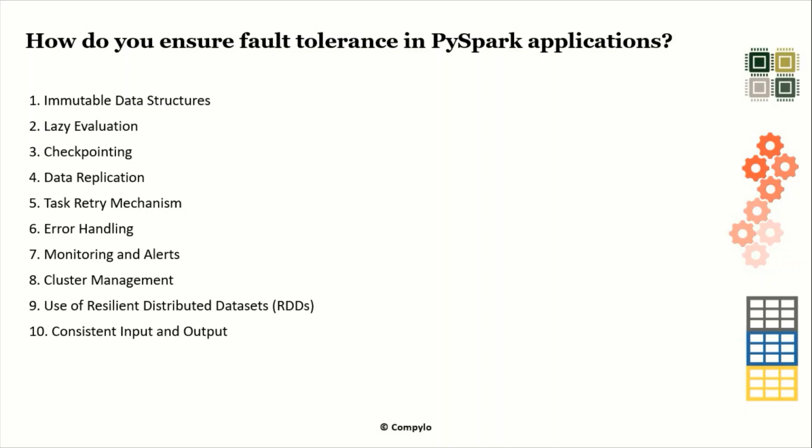One more point is Spark automatically retries failed tasks up to a configurable number of times. The default value is 4. We can set spark.speculation to enable speculative execution of slow tasks, where Spark may run duplicates of slow tasks to mitigate failures. We should also implement error handling mechanisms in our code, especially when dealing with external systems like databases. We should use try except blocks to gracefully handle exceptions and log errors for analysis.